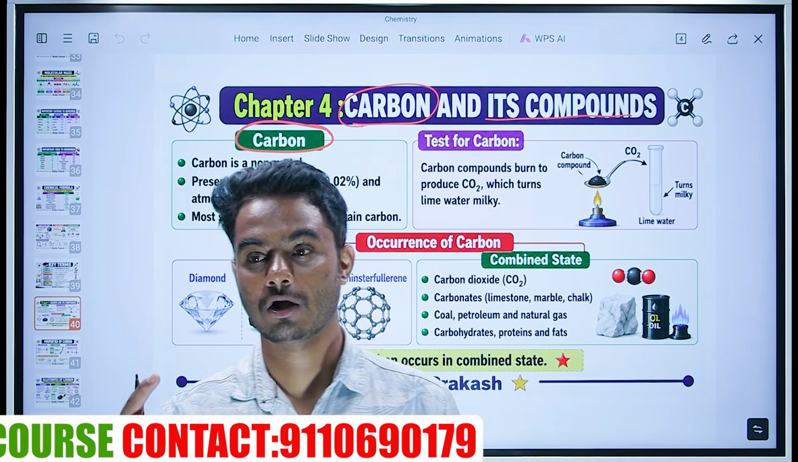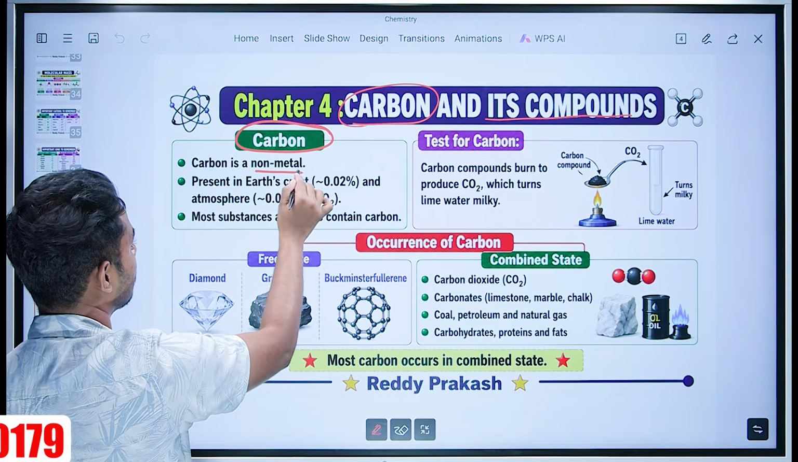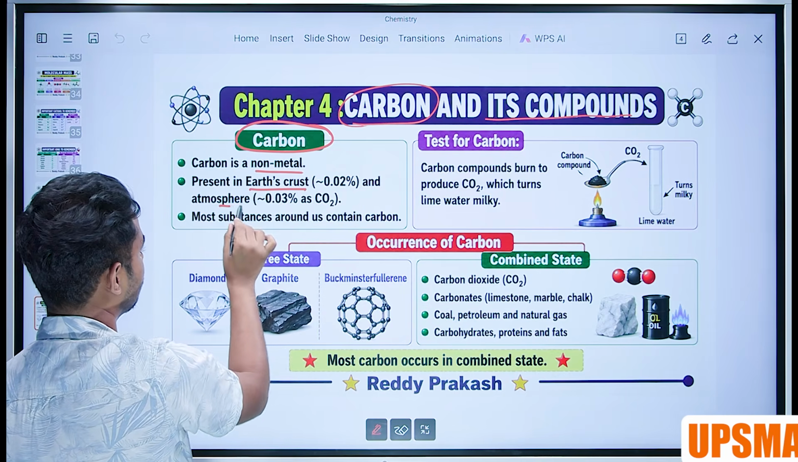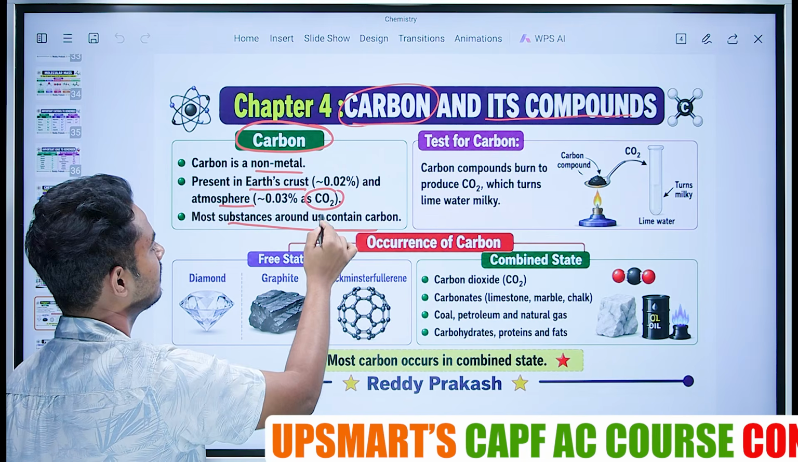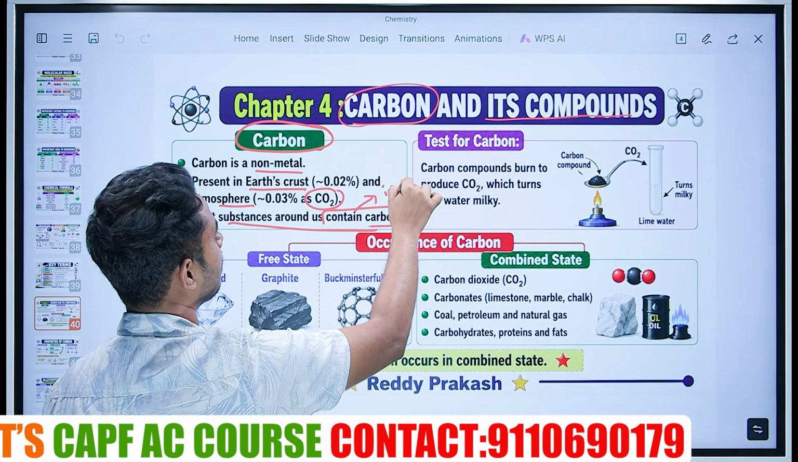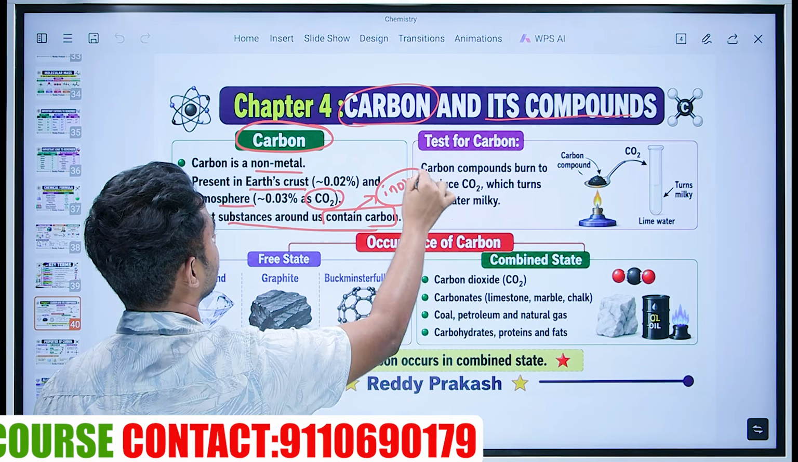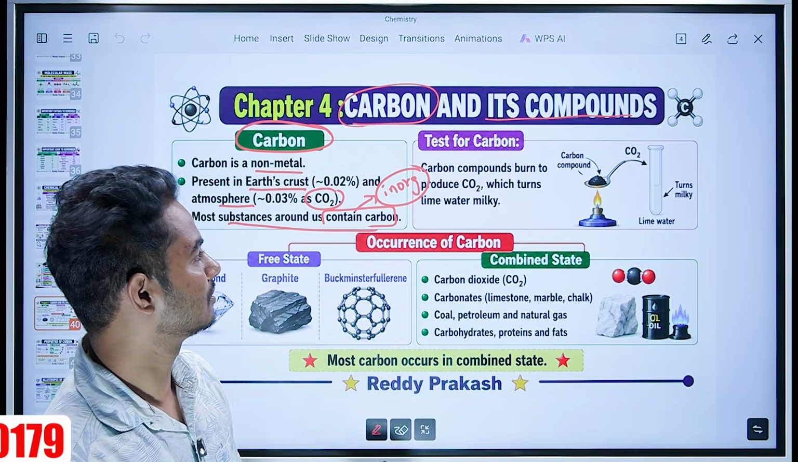Okay. So carbon is not a metal. Carbon is present in the earth's crust and atmosphere as CO2. Most substances around us contain carbon. Easy. Let's move ahead. Next.